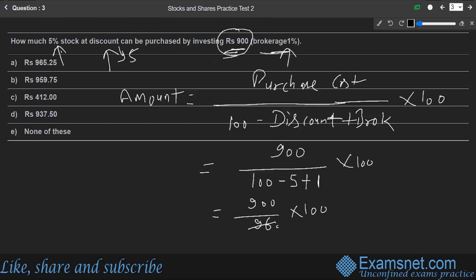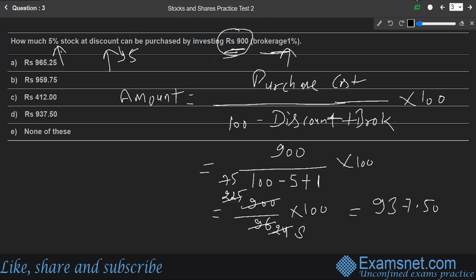So if we cut down by 4, this is 24, and if we cut down by 4, this is 225. So 225 by 24, can we cut it by 3? Yes, we can cut it by 3. 3 8s are 24, 3 7s are 21, 135 by 15. So 7500 divided by 8, that's what it is coming. So if we calculate it precisely, that value is coming as 937.50. This is the value coming.